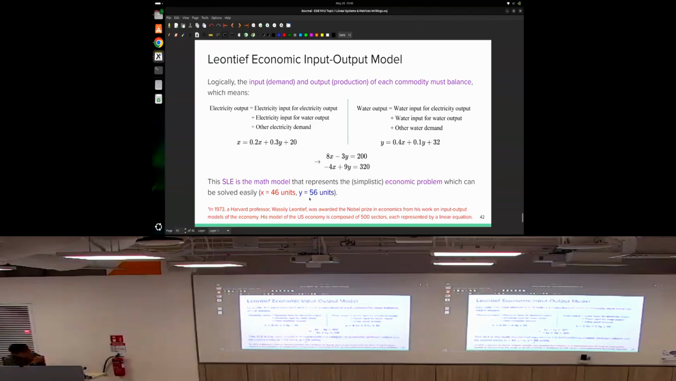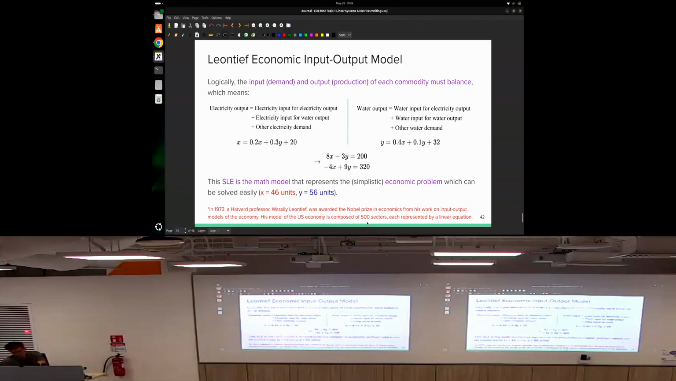Okay? So this is a very simple problem involving only two commodities. But of course, this is like chicken feed. What this guy did was he modeled the US economy in, or rather before, 1973, which comprised 500 sectors. Because there were many things to produce, not just electricity and water. So imagine he got 500 equations. So his matrix is 500 by 500, which is actually not a big deal these days. But back in 1973, without GPUs, it was a big deal.